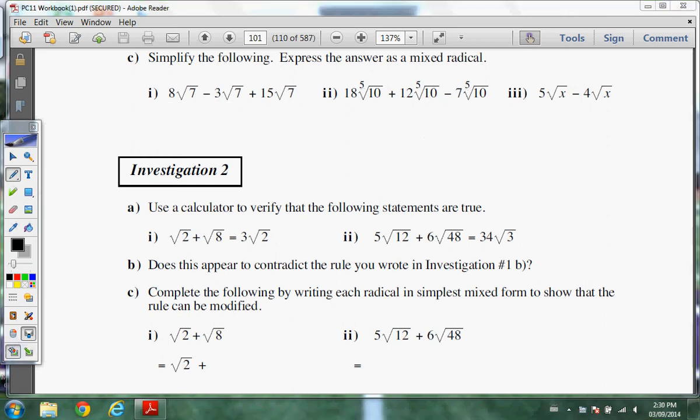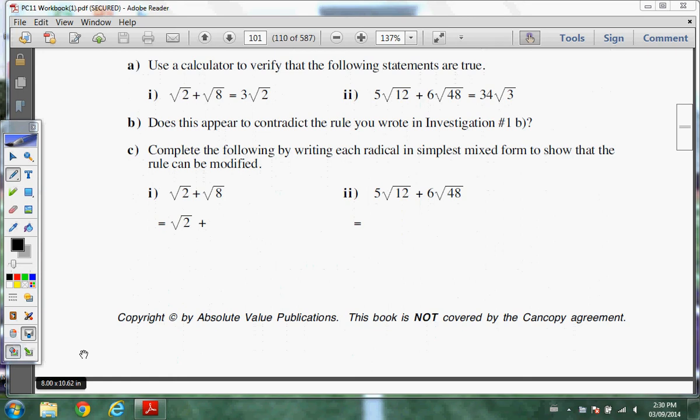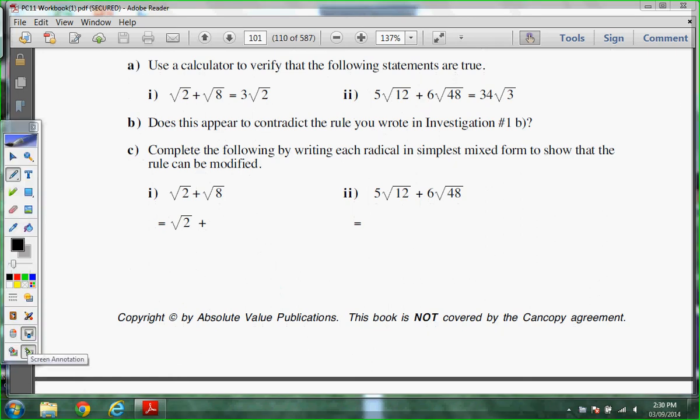Okay, investigation 2. All right, so you use the calculator to prove that these are true. Well, these are true, and the thing is that our rule from before, which we're going to alter here on part B, is that from lesson 1, we learned how to break down radicals. Well, 8 can be broken down to 4 times 2. Well, that gives me root 2 plus 2 root 2. Well, what's 1 root 2 plus 2 root 2? Well, 1 plus 2 is 3 root 2, and that is why it's equal.